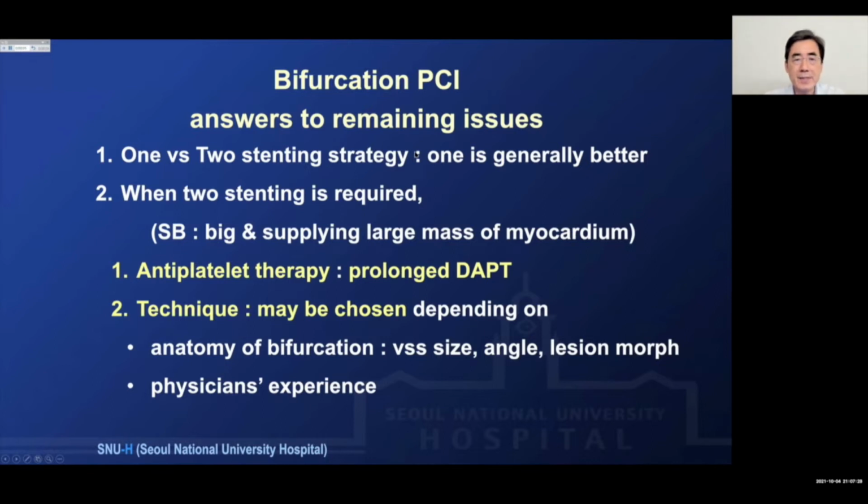To conclude my answers to remaining issues, when the 2-stent technique is required, long DAPT is necessary. Regarding technique, it may be chosen depending on the anatomy of the bifurcation as well as your experience.